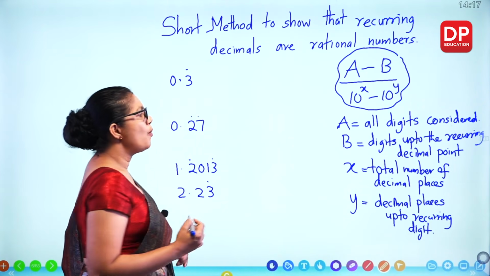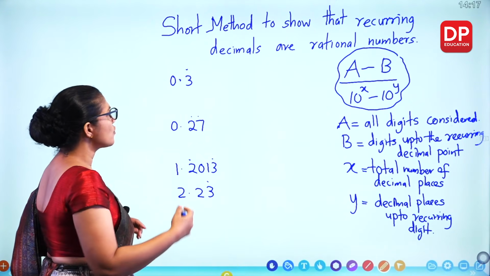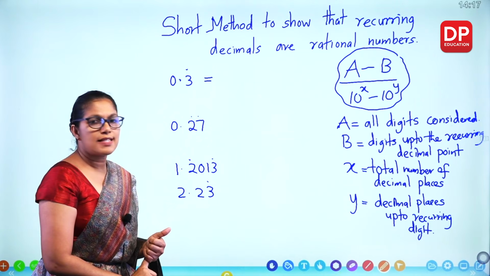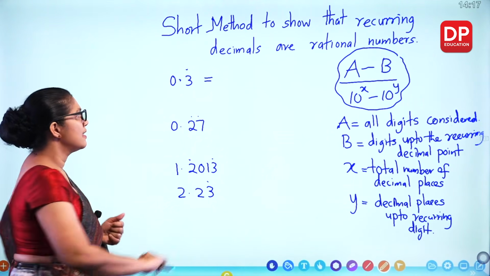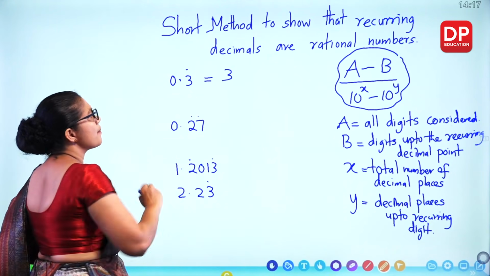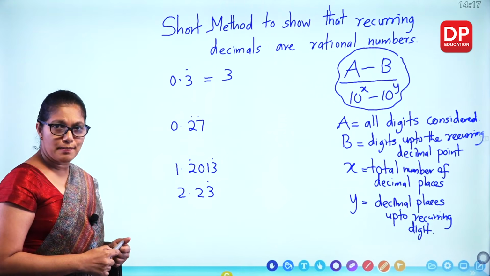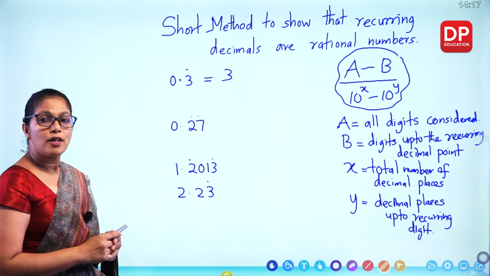We'll see how we can rewrite in this form. So what's the first step? We'll take this one. All digits considered. So without any decimals. So what's that? When you take all this one, you get 3. What about this one? Without taking any decimals, what's the number? 27.